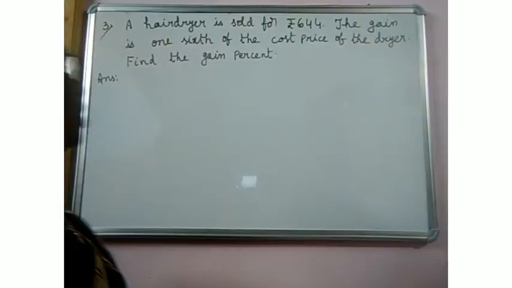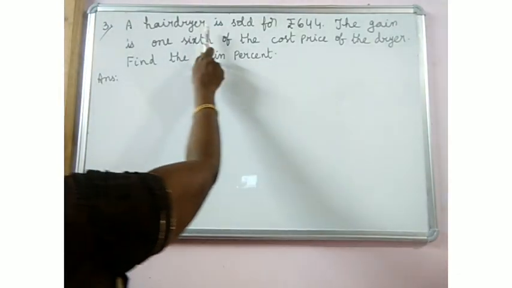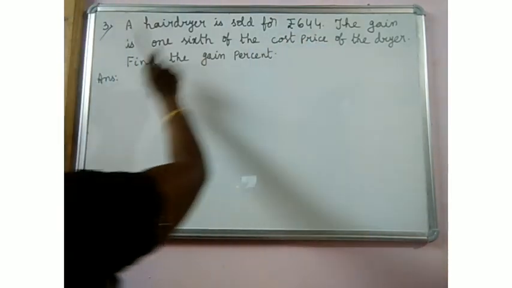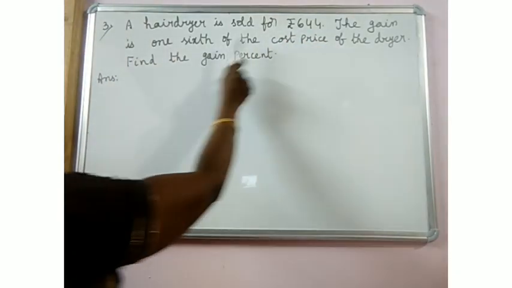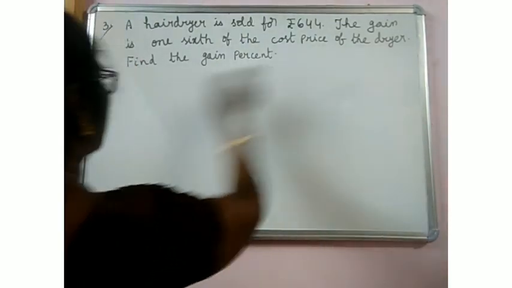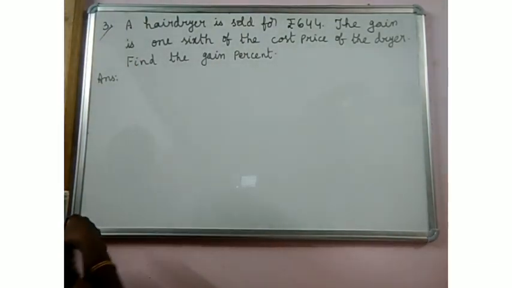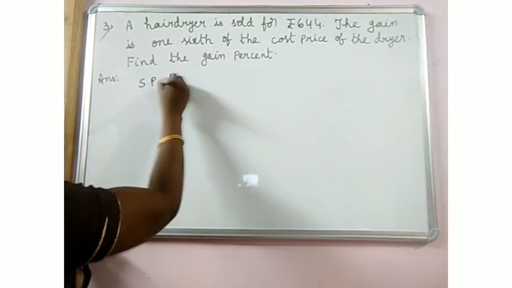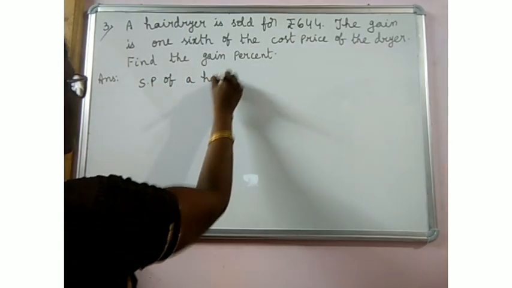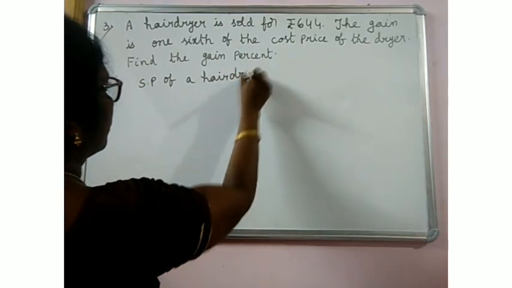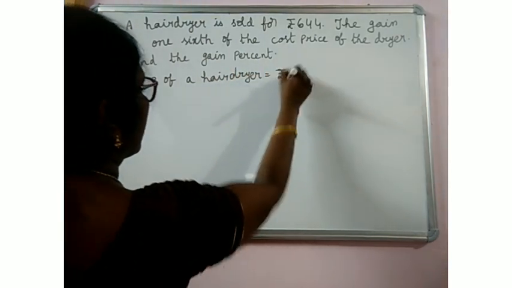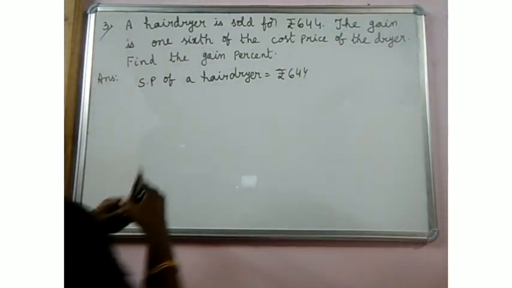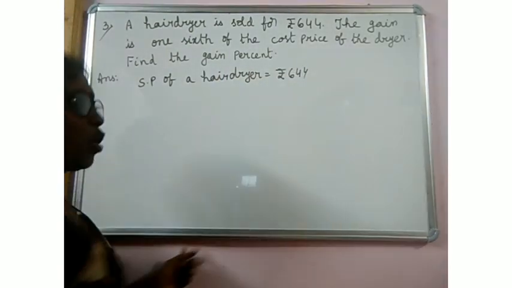Let me solve one more question for you. So your next question is, a hair dryer is sold for 644 rupees. The gain is 1/6 of the cost price of the dryer. Find the gain percent. Okay? What is given? Selling price of the hair dryer is 644 rupees. It is given that the gain is 1/6 of the cost price.